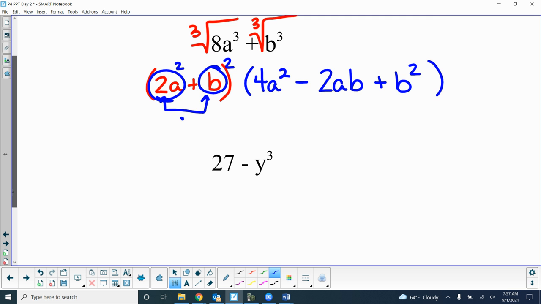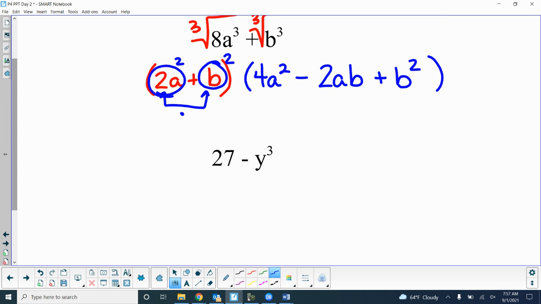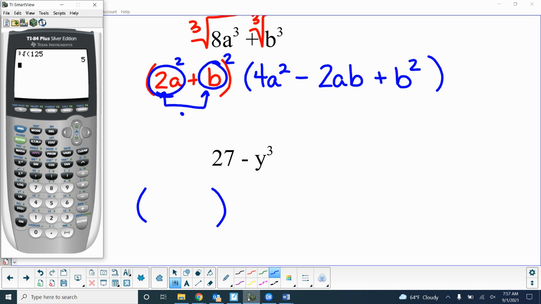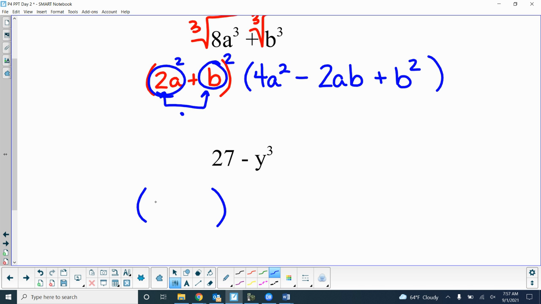So Joey, what's my binomial for this one? Okay, so where would I go to figure that out if that's a cube? This is 3. Yeah, it's 3. All right, so we go to math, number 4, 27, enter. Just to make sure. All right? So this is a 3. What's the other one? 1. Yeah. Is it minus or plus between them? Good. Questions so far?